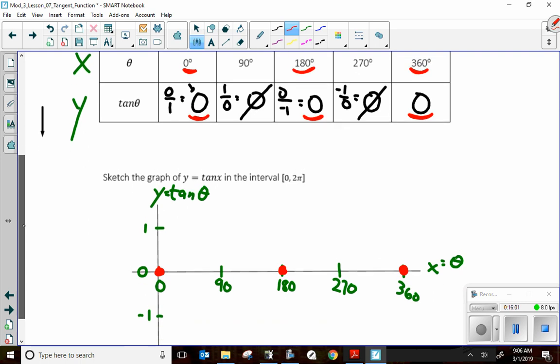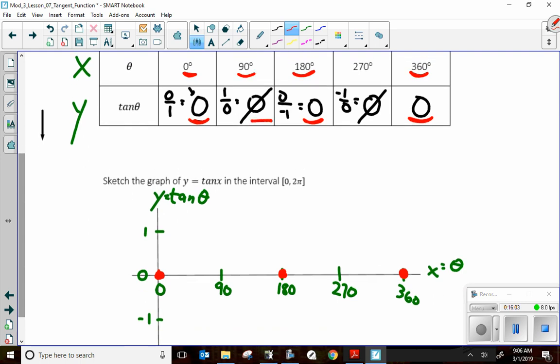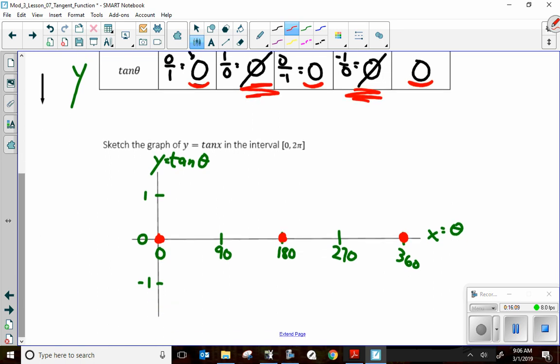Tangent is undefined at 90 and at 270. That means it could never have those values. So we do something that's called an asymptote. It's my favorite all-time mathematical word. I love it. It's a dashed line. What does that dashed line represent? Well, that means the graph will never touch it. It can get closer and closer and closer to it, but it will never actually touch it. So what does tangent do? Tangent, just like sine, starts going up, right?